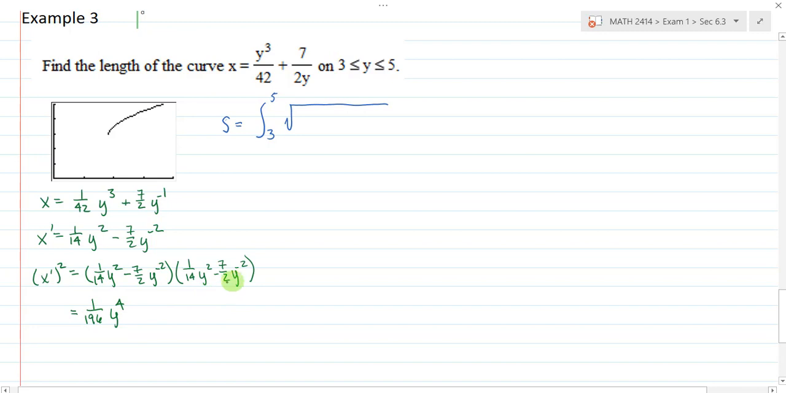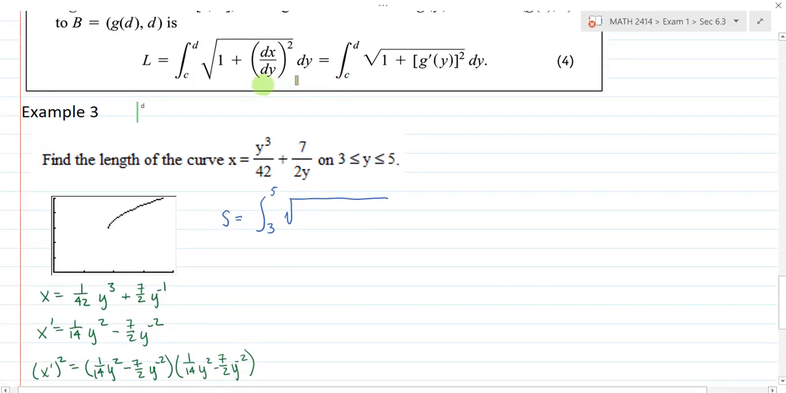When I multiply my outside terms together, I'm going to get 1/4. When I multiply my inside terms together, I get another minus 1/4. And when I multiply my last terms together, I get 49/4 y to the negative 4. And then I can combine my like terms, and that's going to give us 1 over 196 y to the fourth minus 1/2 plus 49/4 y to the negative 4. So this is what I'm going to plug in place of my derivative right here in the formula.